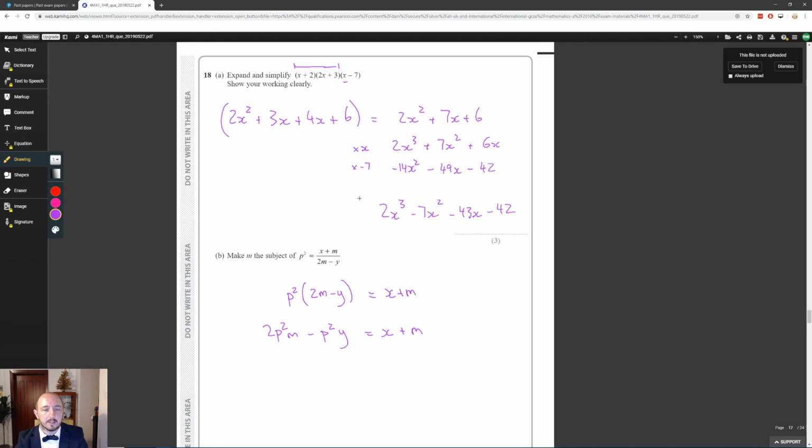We want m as the subject, so we can collect the m's on the left-hand side or the right-hand side, it doesn't matter. And we're going to take the p squared y over the other side, like that. Factor the m, and then divide through by that bracket to get our final answer, over 2p squared minus 1. There'll be variations of this that you can have depending on where you put your p squared y in front or after, or you could collect the m's on the other side. All of those variations will be allowed.